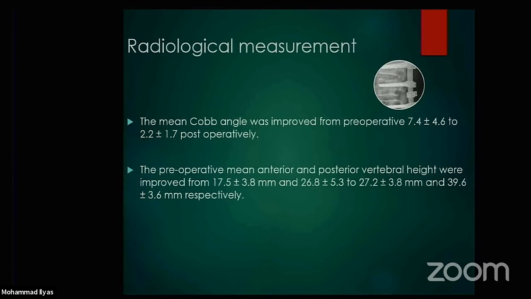Radiological measurement: after the procedure we discharged the patients, and this measurement was followed in the follow-up period. The mean Cobb angle was improved from preoperative 7.4 to 1.7, 2.2 postoperatively. The preoperative mean anterior and posterior vertebral heights were improved from 17 and 26 millimeters to 27 and 39 millimeters respectively.